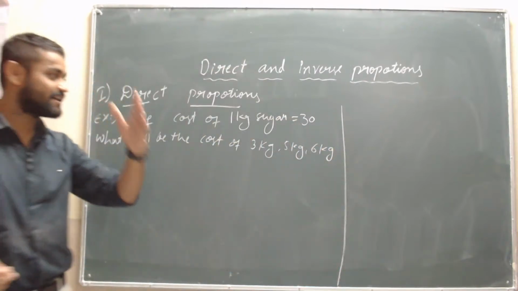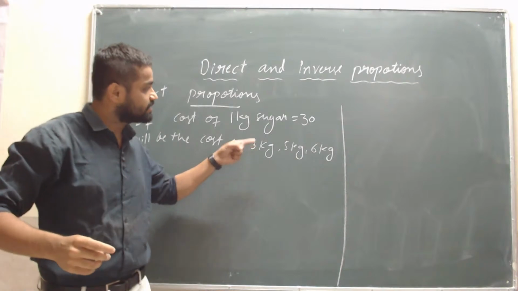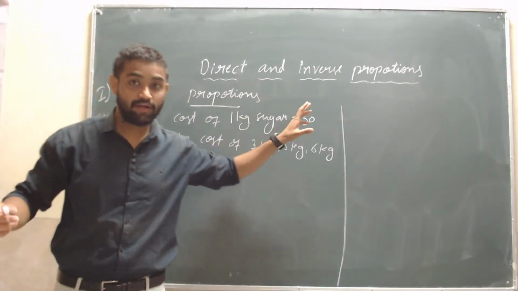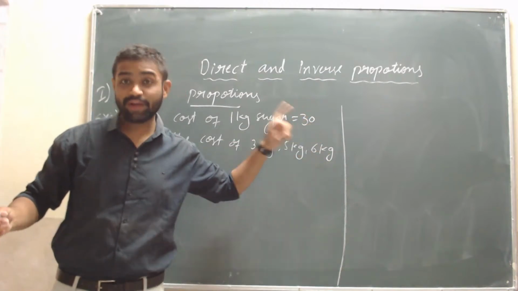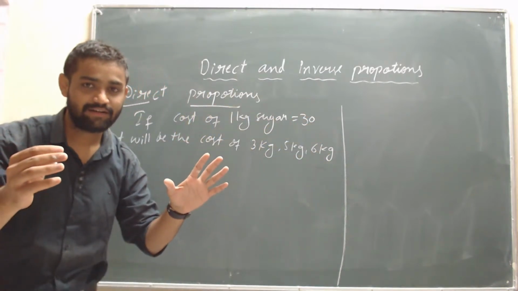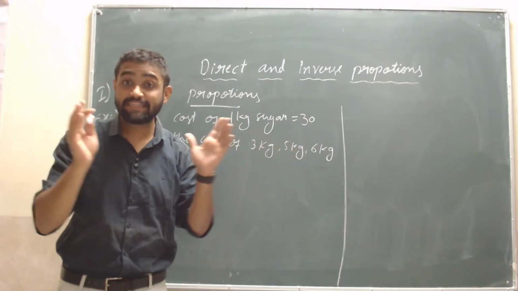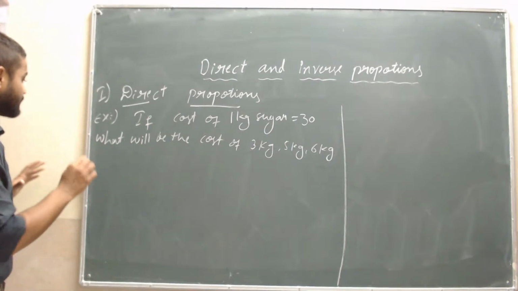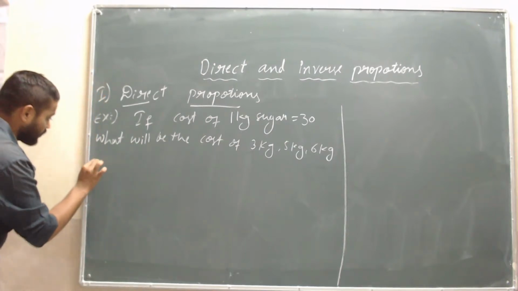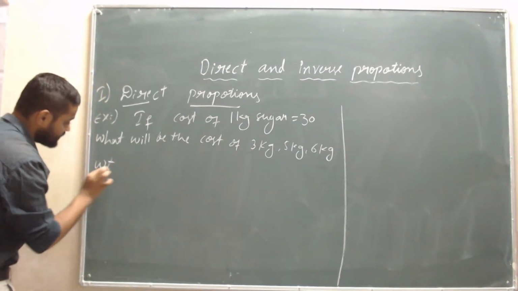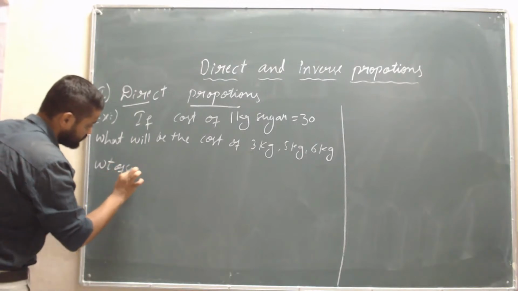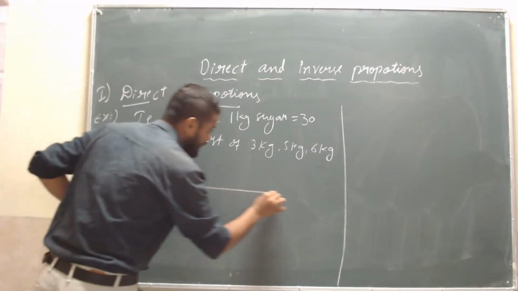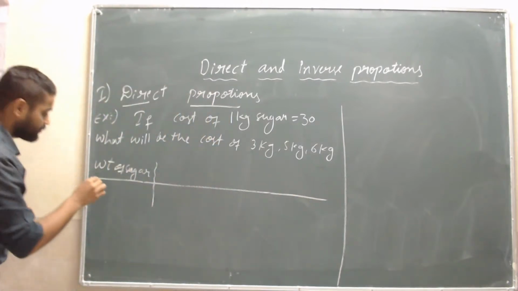Sir, we know that we have to multiply 3 into 30, 90 rupees for 3 kg, and 150 rupees for 5 kg and 180 rupees for 6 kg. We know that. But here we are talking about direct proportion. See, I will make a table: the weight of sugar, and then the next column for cost.